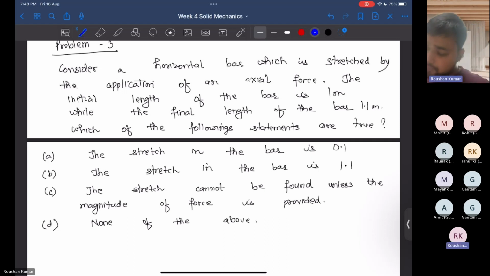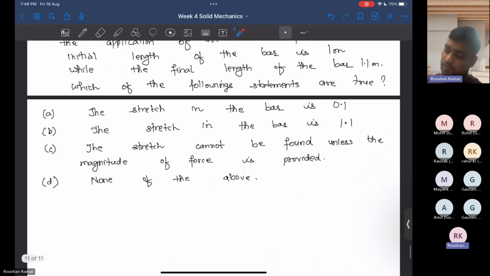So now coming to the question, it says, consider a horizontal bar which is stretched by the application of an axial force. The initial length of the bar is 1 meter, while the final length is 1.1 meter. Which of the following statements are true? The stretch in the bar is 0.1, the stretch in the bar is 1.1, the stretch cannot be found unless the magnitude of force is provided, and the last option is none of the above.